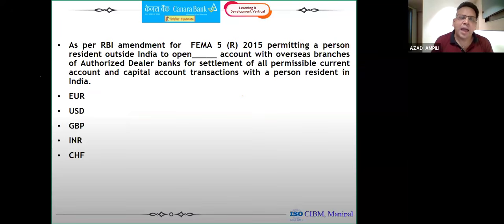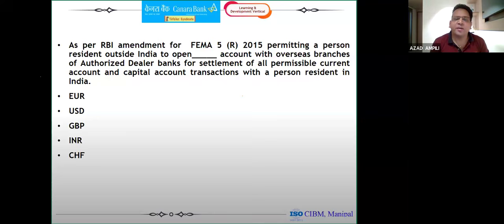You read: as per RBI amendment for FEMA 5/2015, permitting a person resident outside India to open a dash account with overseas branches of an AD bank, for settlement of all permissible current account and capital account transactions with a person resident in India. USD account was the answer given. I said two amendments, not only one amendment. FEMA 10R also said, FEMA 5R also said.